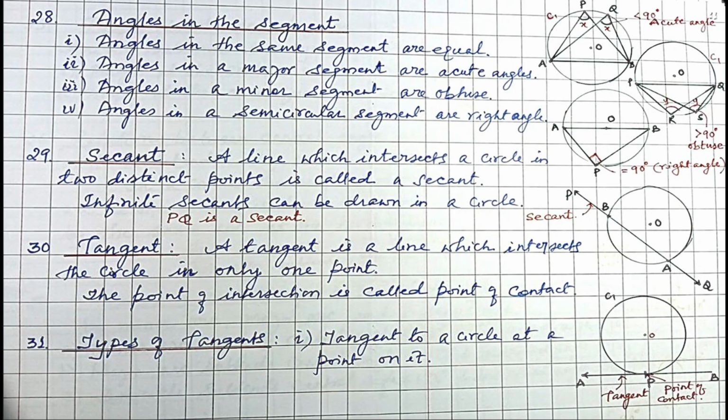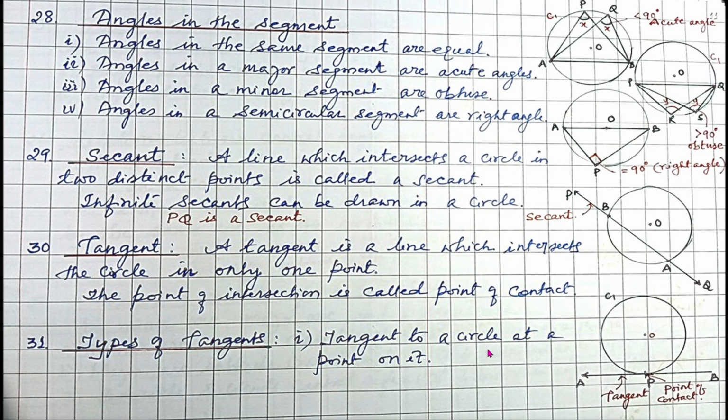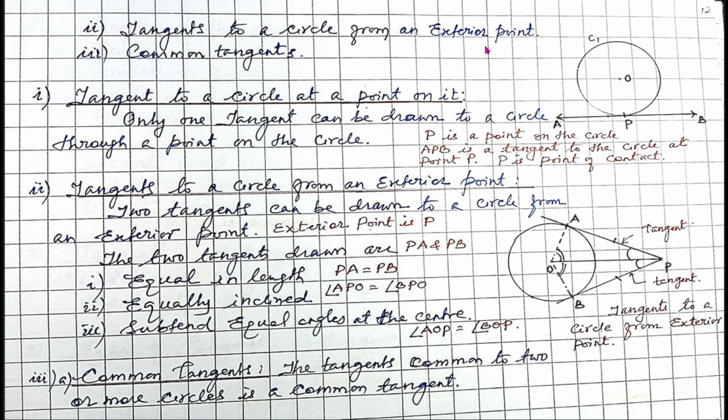Welcome to MRL. This is the second part of learning about circles, and in this part we'll be learning about the different types of tangents and their properties, and also the other properties of circles. So now the different types of tangents are: we have the tangent to a circle at a point on it, the tangents to a circle from an exterior point, and the common tangents. Now let us go one by one.